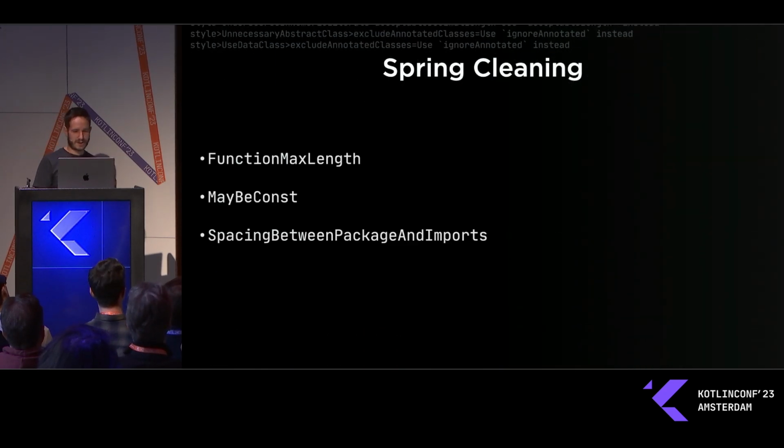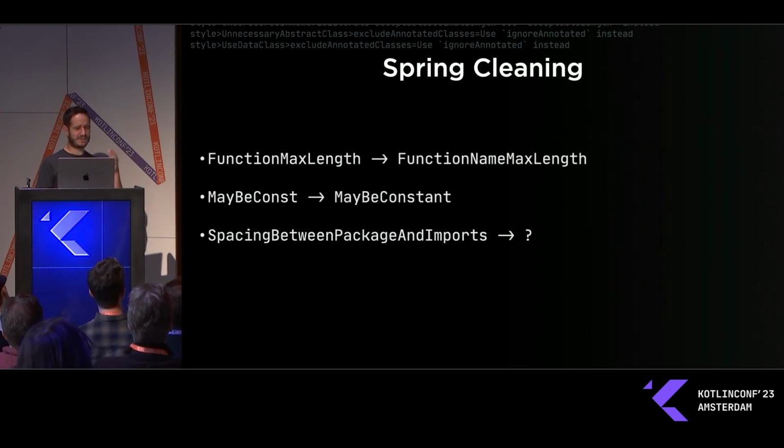On top of this, we have some functions named that don't really make sense. For example, function max length. You might think the function body is too long. Actually not. That is checking the name of the function if it's too long. So that should probably be renamed to function name max length and so on. So those changes to rule names are breaking changes again, because the config file changes and so on. So we will be shipping all of them in 2.0.